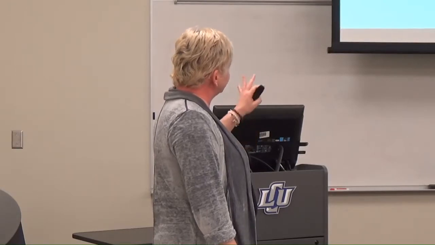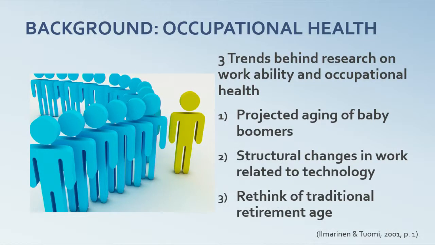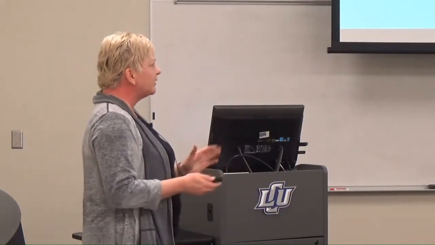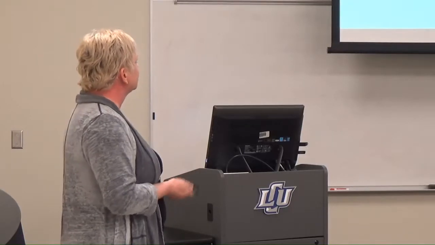So back to our Finnish friends, the 3 trends behind the research on workability and occupational health are the aging of baby boomers, structural changes in work technology, and this is getting to be one that I'm thinking about, rethinking of traditional retirement age. Really, I've got to work to 67 to get my full Social Security after I've been slaving for it, and we pay for that money. So you start thinking, can I be a circulating nurse when I'm 67?